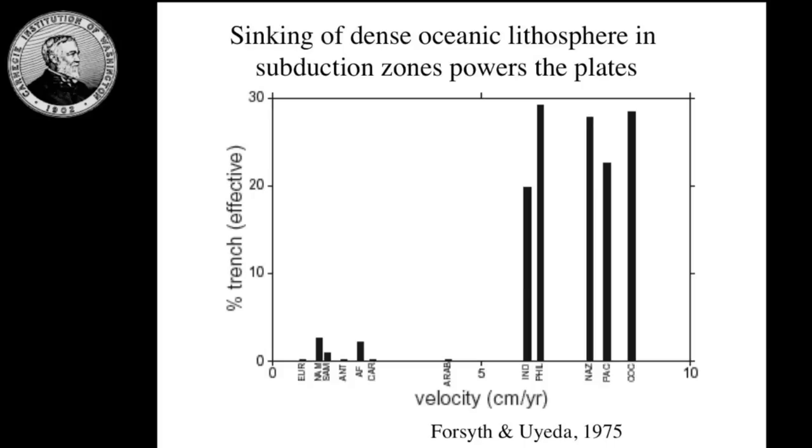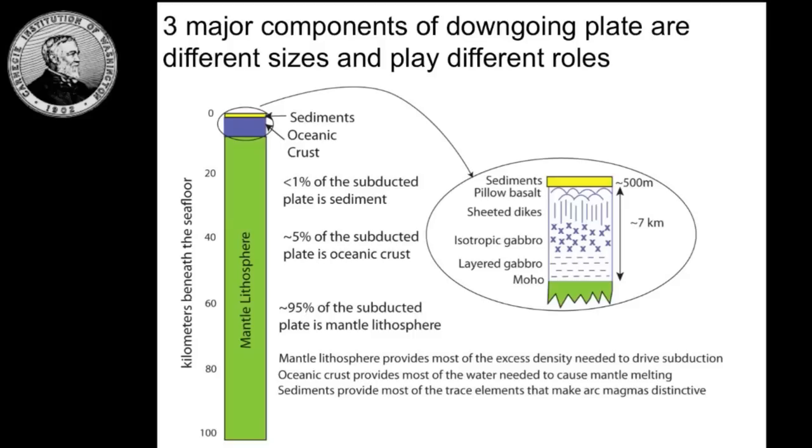Although, in terms of Earth's tectonics, plate tectonics, the most important player by far is the sinking of lithosphere in subduction zones. Now, this is just to put this in place. Here is sort of a column through a downgoing oceanic plate. So you can see 95% of that plate is mantle lithosphere.